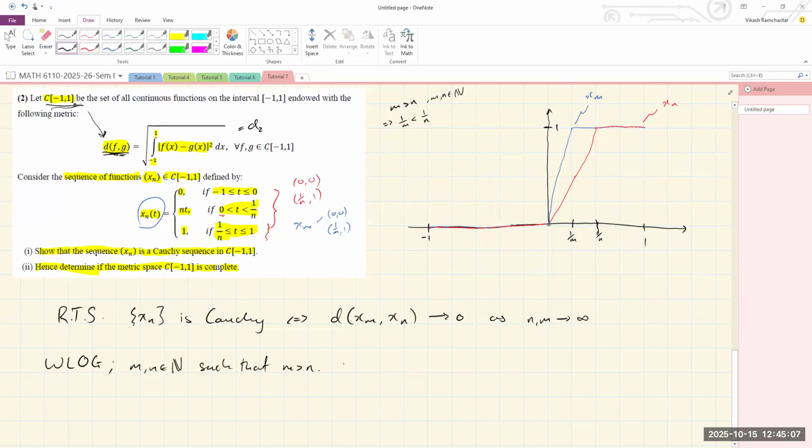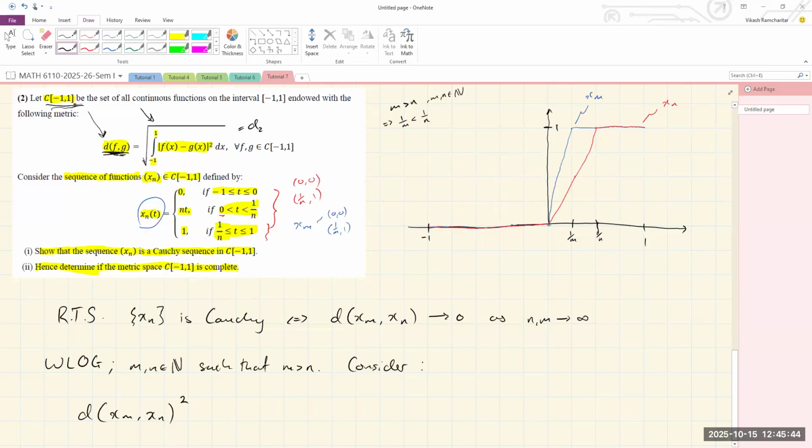So what do I want? I want the distance between two of them. I'm going to give myself a little space. I'm going to consider the distance between xm and xn. But if you look at the equation for the distance, it's given by the square root of the integral. So to save myself that hassle, I'm going to take this guy squared.